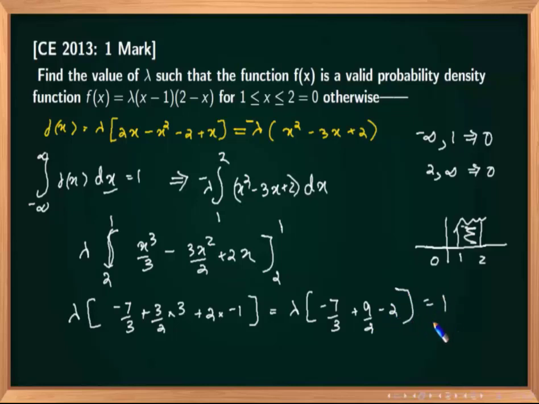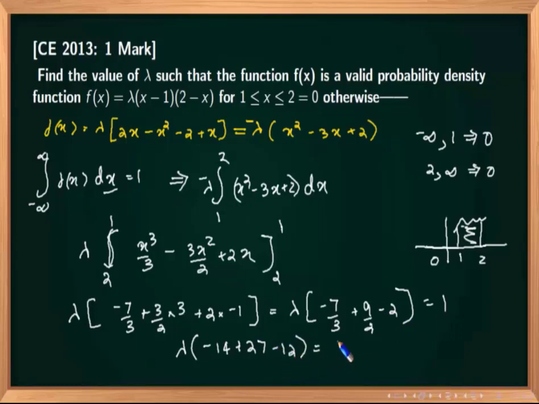And this must be 1 for this thing to be a valid PDF. So I can directly multiply the right hand side and left hand side with 6, so that this becomes 7. I mean lambda into minus 7 into 2. I am multiplying it with 6 on both sides. So when I multiply this side by 6, minus 7 into 6 by 3 is minus 7 into 2, which is minus 14. 9 into 3 is 27. Then 6 into minus 2 is minus 12.